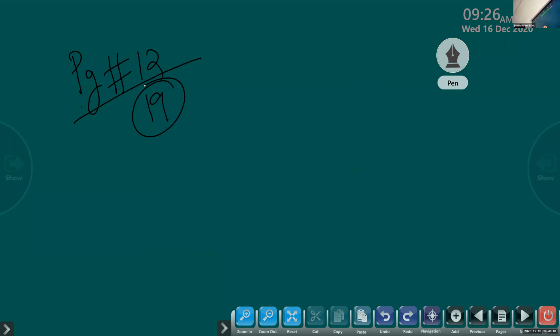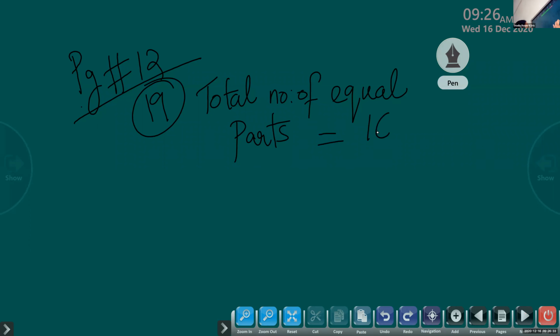Total number of equal parts. Total number of equal parts, 16. Yes, children, you can write it faster. Yes, Len.